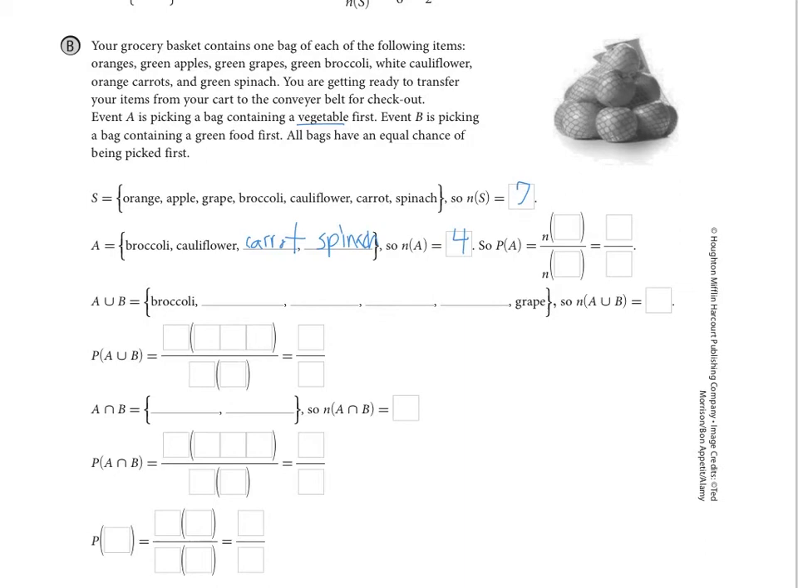So this is how the notation would work here. The probability of event A, or the probability of me picking a vegetable first, is the number of items in set A out of the number of items in my sample space. And I've just calculated both of those to be 4 and 7, so 4/7 is my probability.